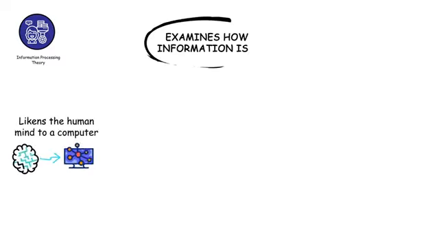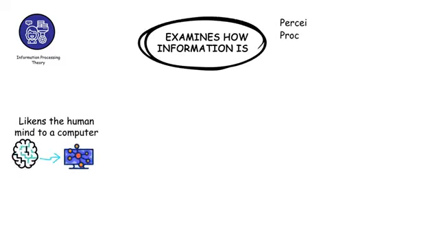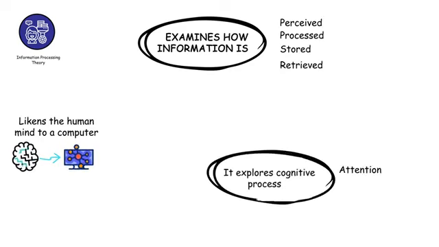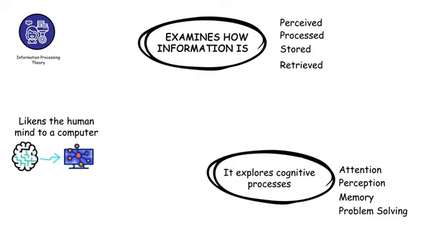Information processing theory. Information processing theory likens the human mind to a computer, examining how information is perceived, processed, stored, and retrieved. It explores cognitive processes like attention, perception, memory, and problem-solving.